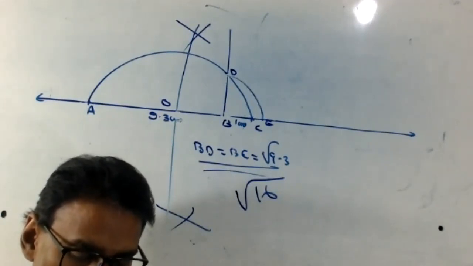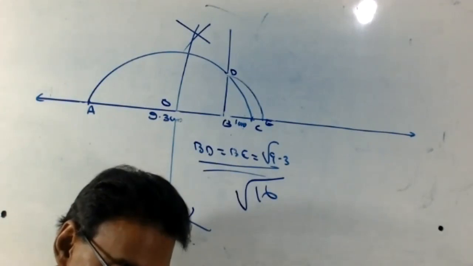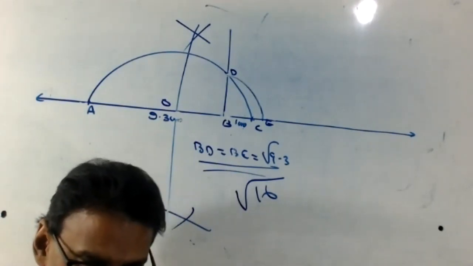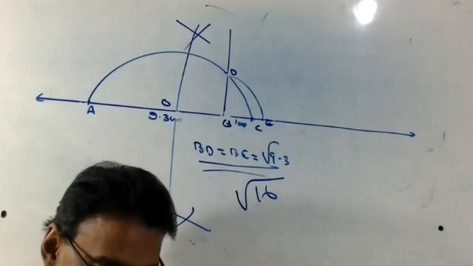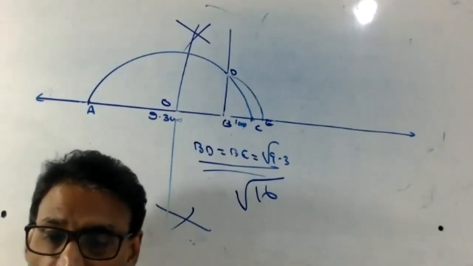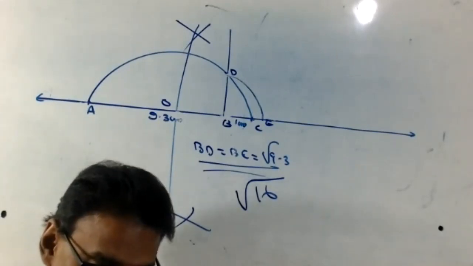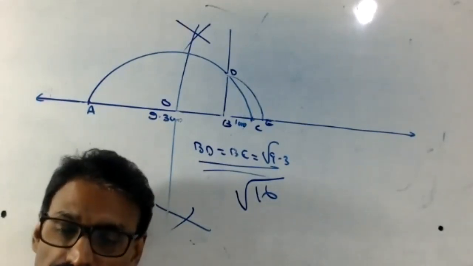Manasi, are you sure? The problem is here: BD is not exactly perpendicular. Second thing, are you sure it is 16 centimeter? Check that one. Check BC equal to 1 centimeter. Then it will be corrected.